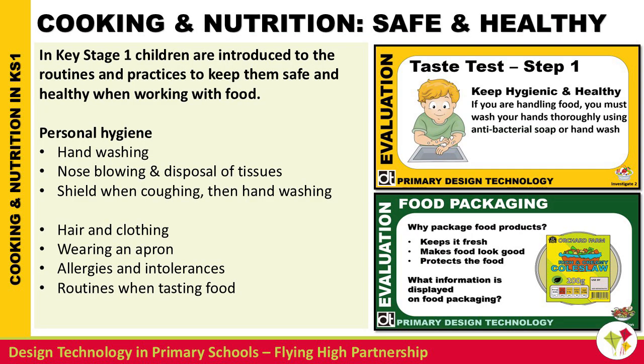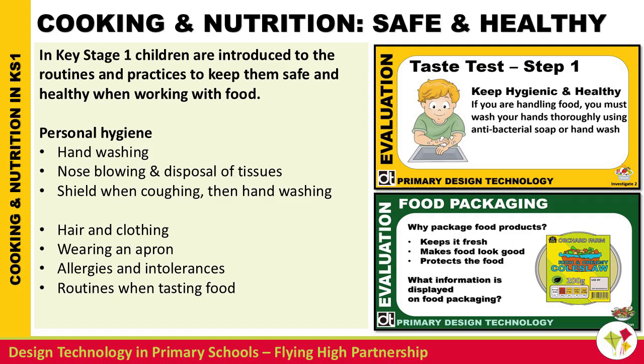In Key Stage 1, children should be introduced to the routines and practices that will keep them safe and healthy when working with food. In addition to maintaining good personal hygiene when cooking, children should be wearing appropriate clothing, including an apron. They can be made aware of any children in the class who have allergies or food intolerances and told not to share ingredients or equipment that has come into contact with ingredients that could cause harm to other children. Children should be clear about the routines to be followed when taste testing food.